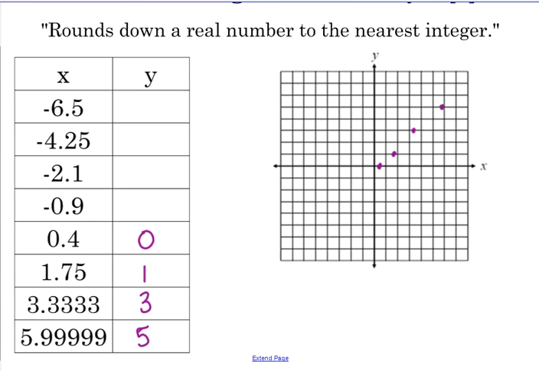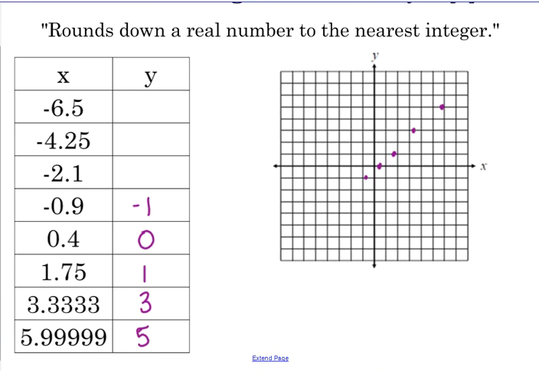Now, with our negative numbers, we're rounding down. So something like negative 0.9 is actually going to go down to negative 1. Negative 0.9 is going to round down to a y value of negative 1. So don't think about it: positive 0.9 goes down to 0, negative 0.9 goes down to negative 1.